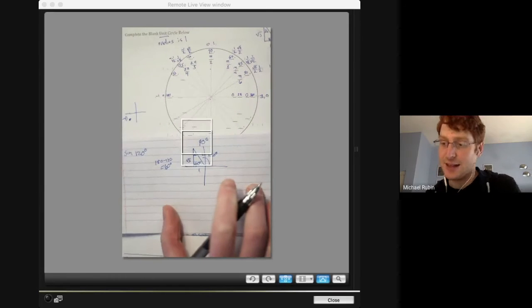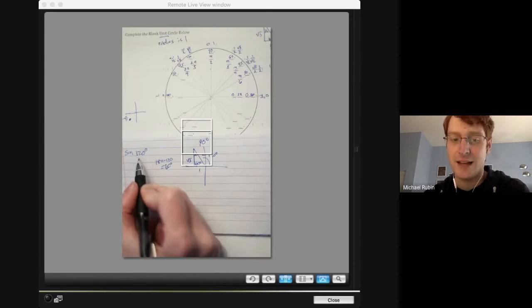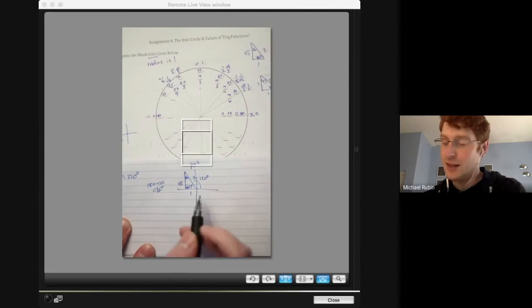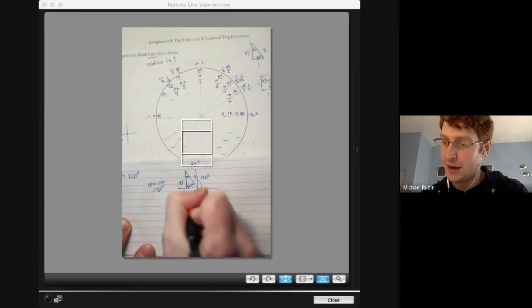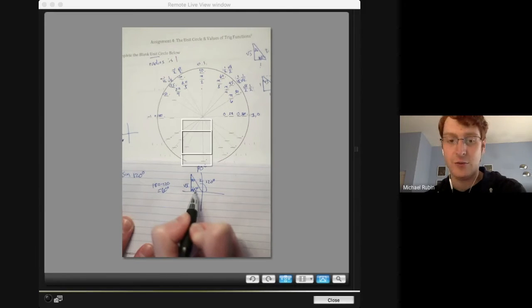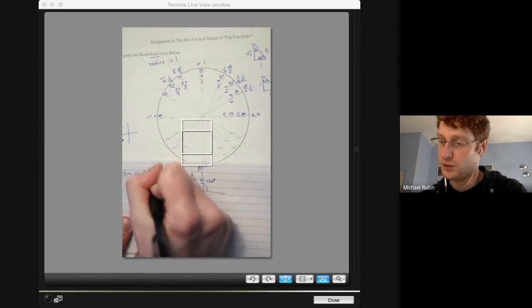In which case, I can find out what sine of 120 is. I just need to make sure that when I label these, this isn't just 1, I'm going back 1 and up root 3. Which in sine isn't going to matter, because sine of 120 is the same as sine of 60, which is root 3 over 2.